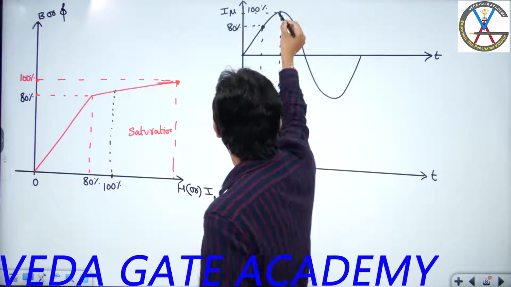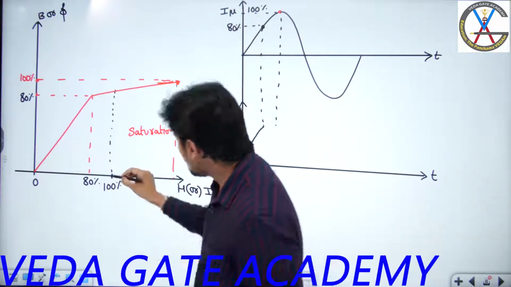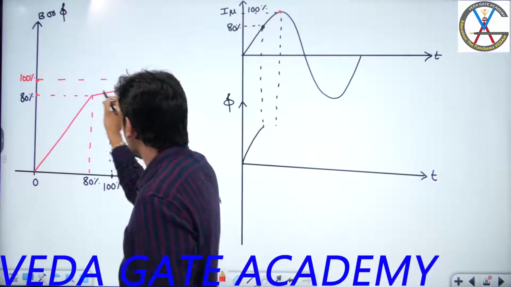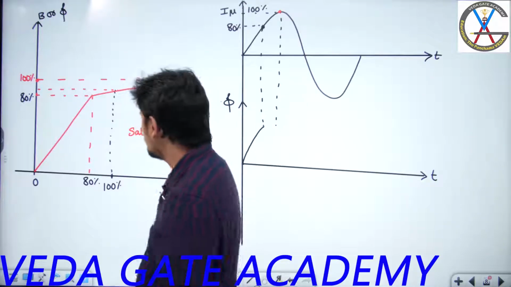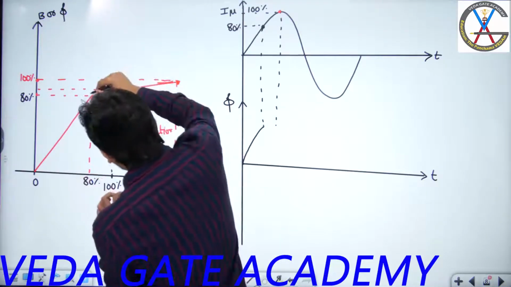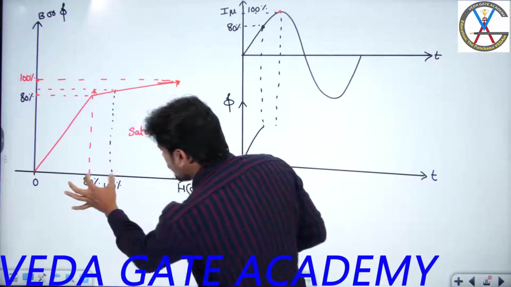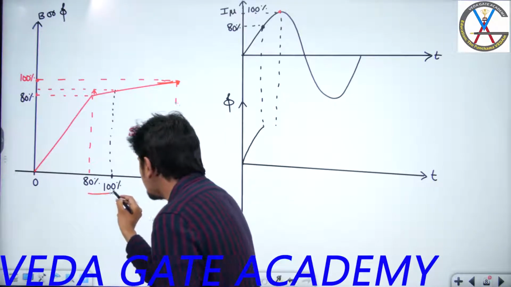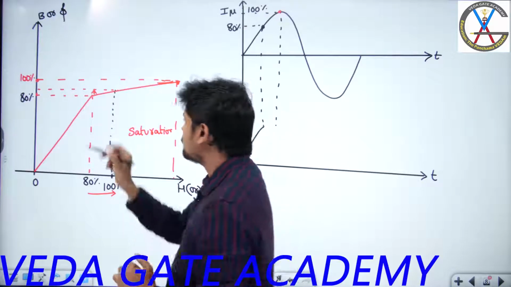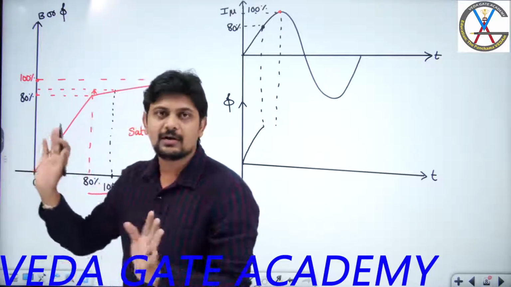But here I am saying that my current is only 100%. For 100%, can you tell me what will happen to this flux? Can I say this flux is also increased by 100%? No. So this variation, the increment in the flux from 80 to 100% increment of magnetizing current. That means for a 20% increment of magnetizing current, the flux will not increase by 20%.